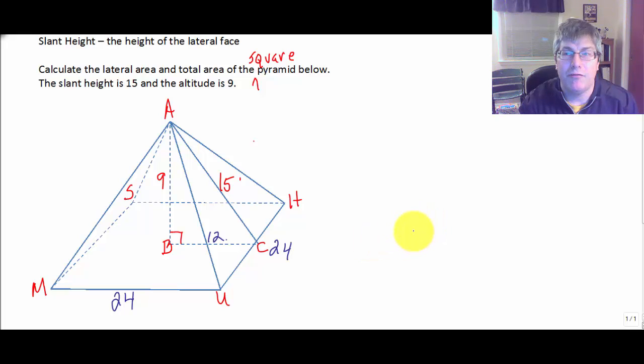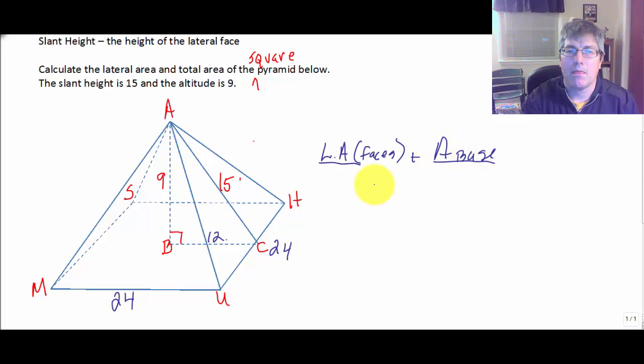Well, now I have enough information to calculate the area of my pyramid. My area is going to be the lateral area, which I'll abbreviate LA, which is my 4 faces, plus the area of my base, of my square. So, the area of the base, my square, that's going to be pretty simple. That is 24 squared, or 576 square units.